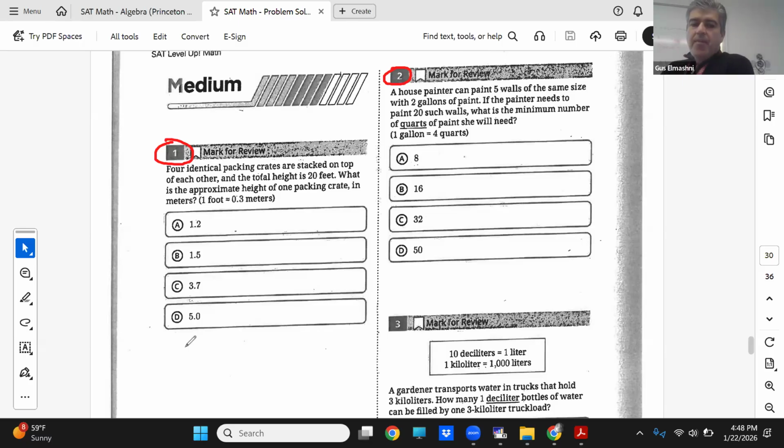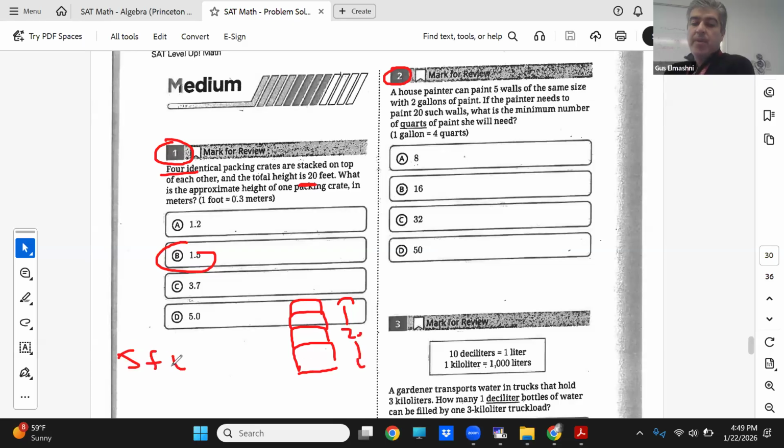So, okay, number one is going to be B. Okay, guys, let me explain. 4 crates is 20 feet. So here are your crates: 1, 2, 3, 4, 5. That's 20 feet, right? Yeah. You are right, it is 4, so let me fix that. If that's 20 feet, then how tall is each one? 5. Okay, good. So it's 5 feet.